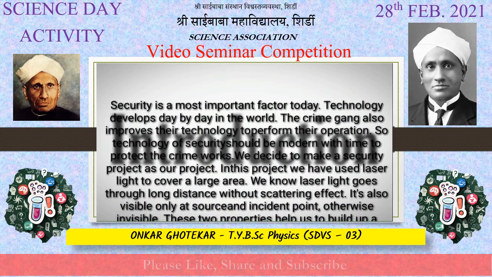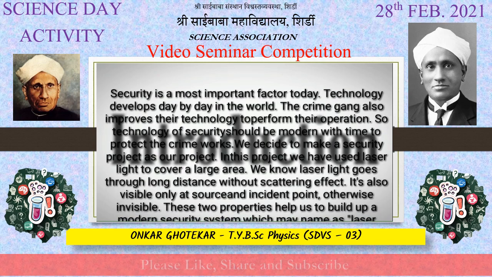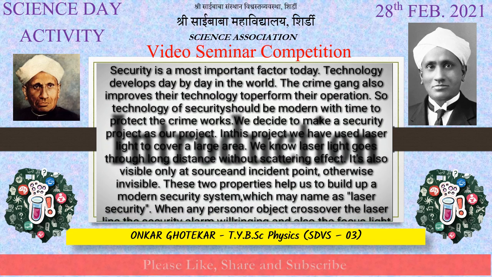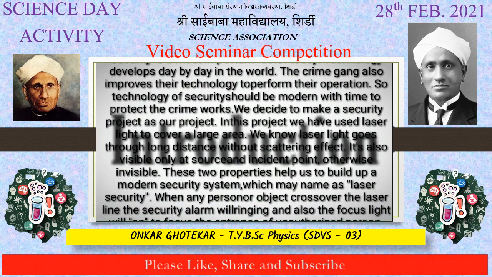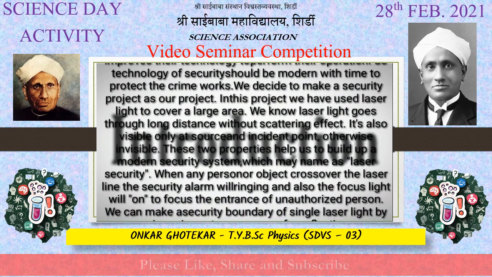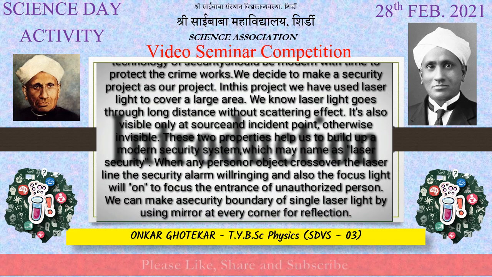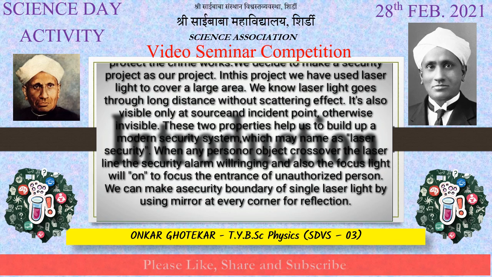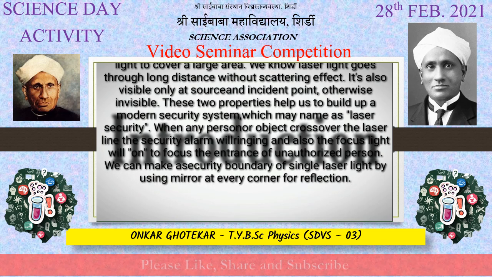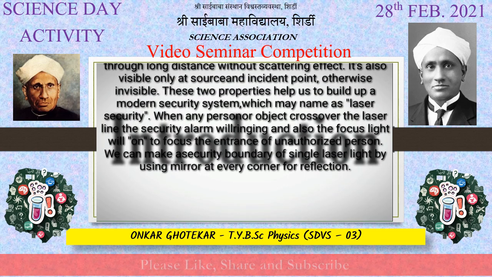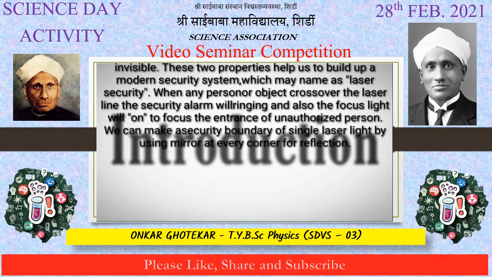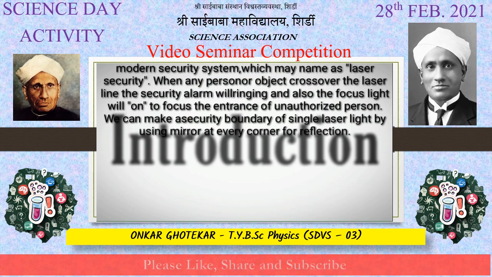We know laser light goes through long distances without scattering effect. It is also visible only at the source and incident point, otherwise invisible. These two properties help us to build a modern security system, which we name laser security. When any person or object crosses the laser line, the security alarm rings, and the focus light will turn on at the entrance of the unauthorized person. We can make a security boundary of a single laser light by using a mirror at every corner for reflection.